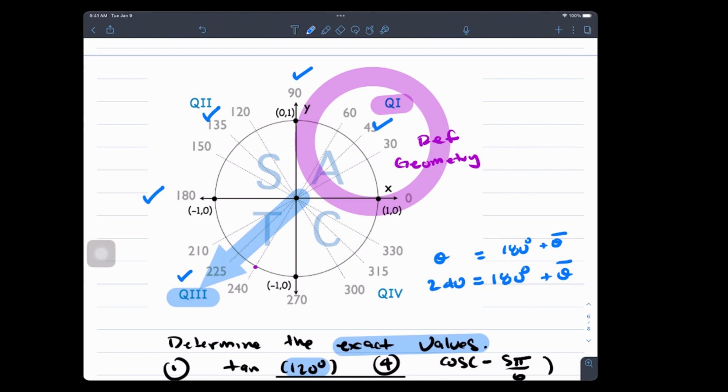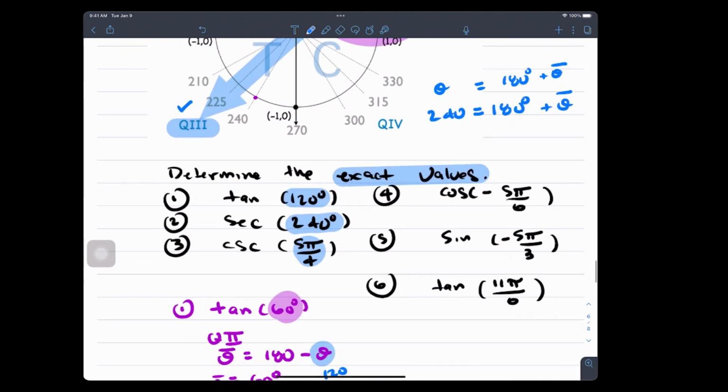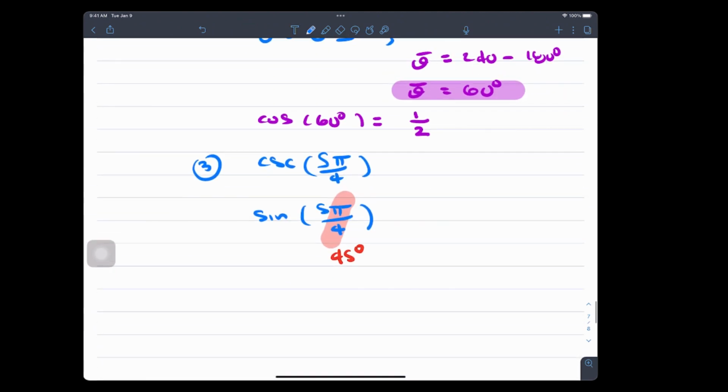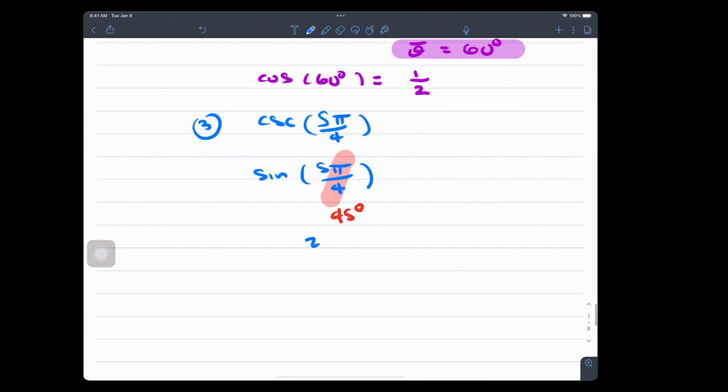Okay? So that's kind of how I see that. Or you can multiply 5 times 45, and that gives you your answer too. So that angle is 225. Is that right? And that's a quadrant 3 angle. So altogether, this is a 225 degree angle.